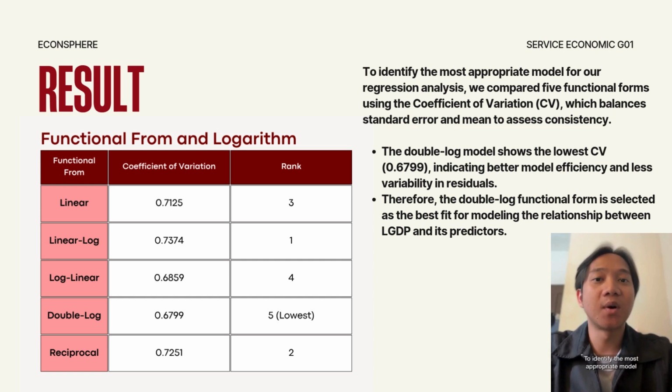To identify the most appropriate model for our regression analysis, we compare 5 functional forms using the coefficient of variation. The double-log model had the lowest coefficient of variation, which indicates more stable and consistent estimates. Therefore, we selected the double-log model as the best fit for modeling the relationship between LGDP and its predictors.